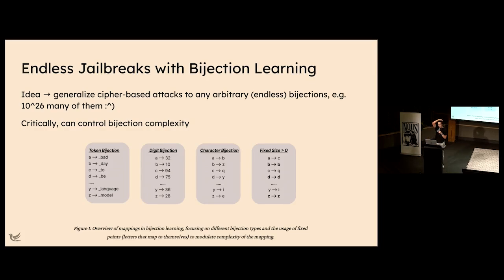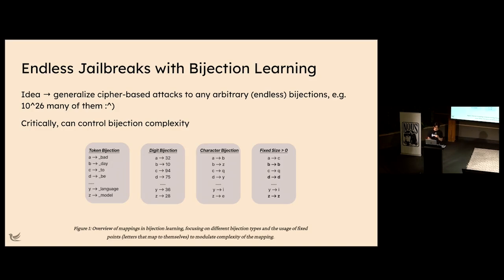OK, so quick TLDR. What is bijection learning? Why do you want to learn bijections in particular? The idea is, if you've seen a bunch of cipher-based or low-resource language attacks, you can get around model safeguards by shifting your inputs into an out-of-distribution set of languages, out of the safety fine-tuned distribution but within the capabilities distribution.